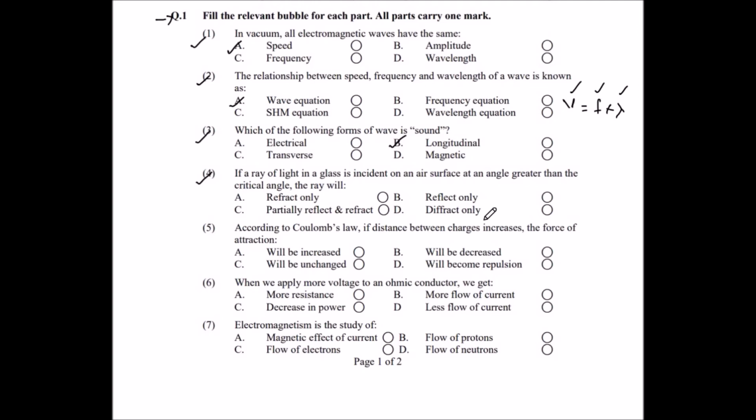When the light ray goes from glass to air and the angle of incidence is greater than the critical angle, the incident ray totally returns to the first medium again, and that is called total internal reflection. So this is the case of total internal reflection. The light ray totally reflects in the first medium. That's why option B is the right answer, reflect only.